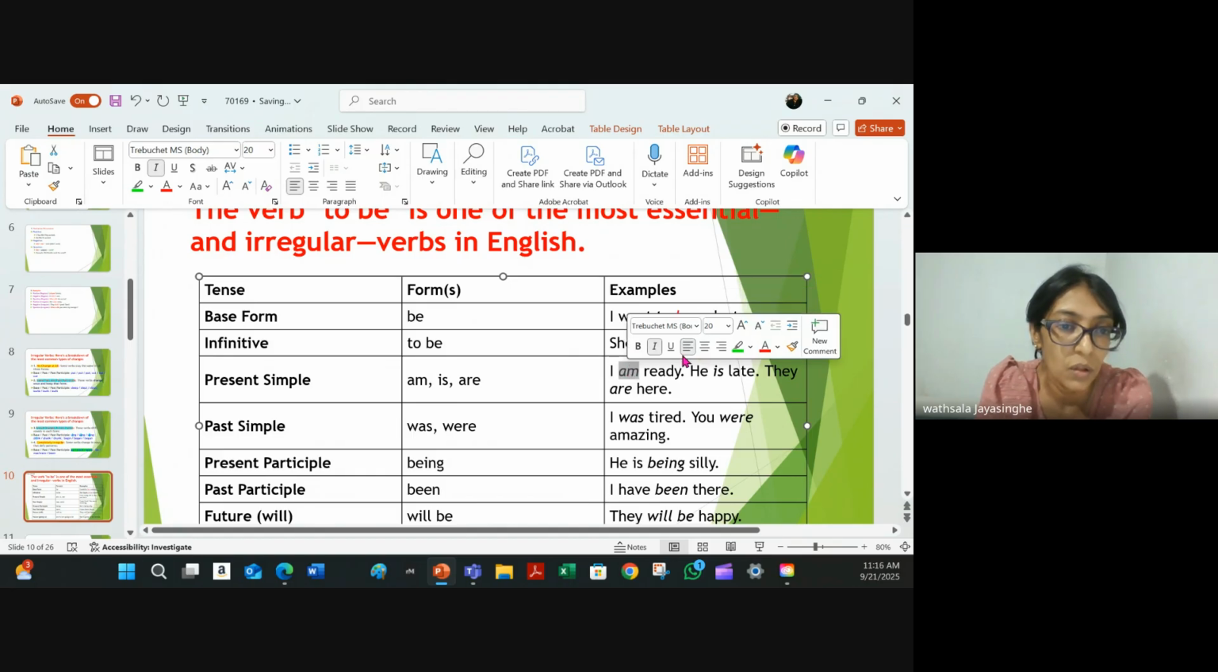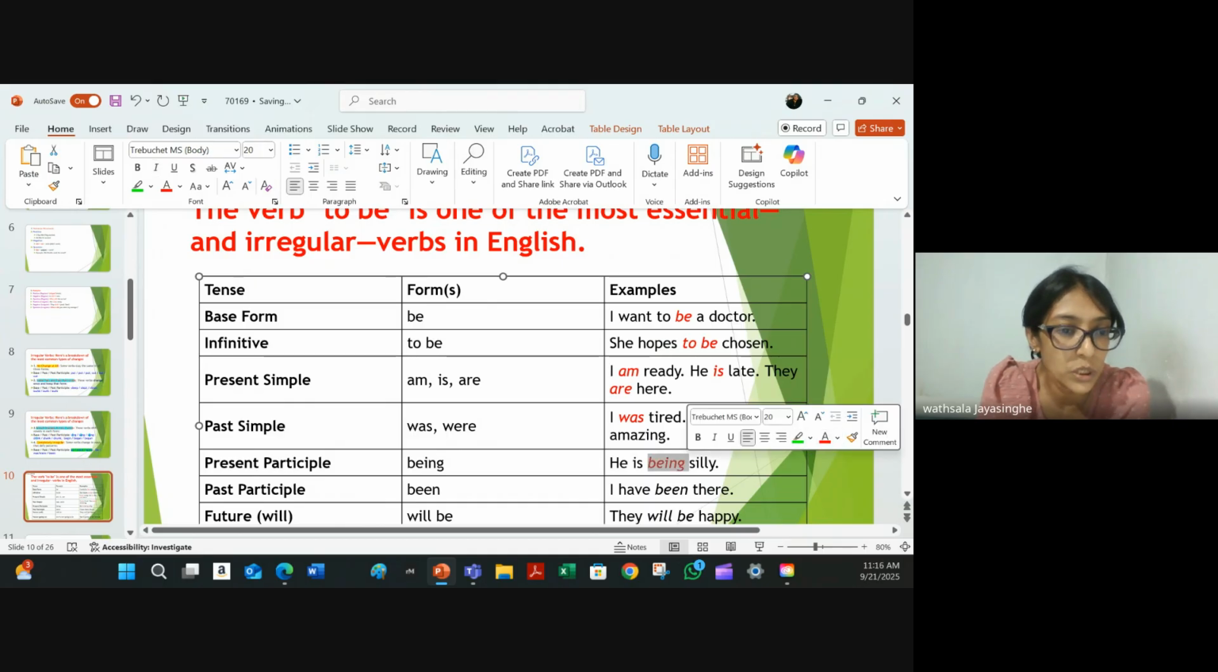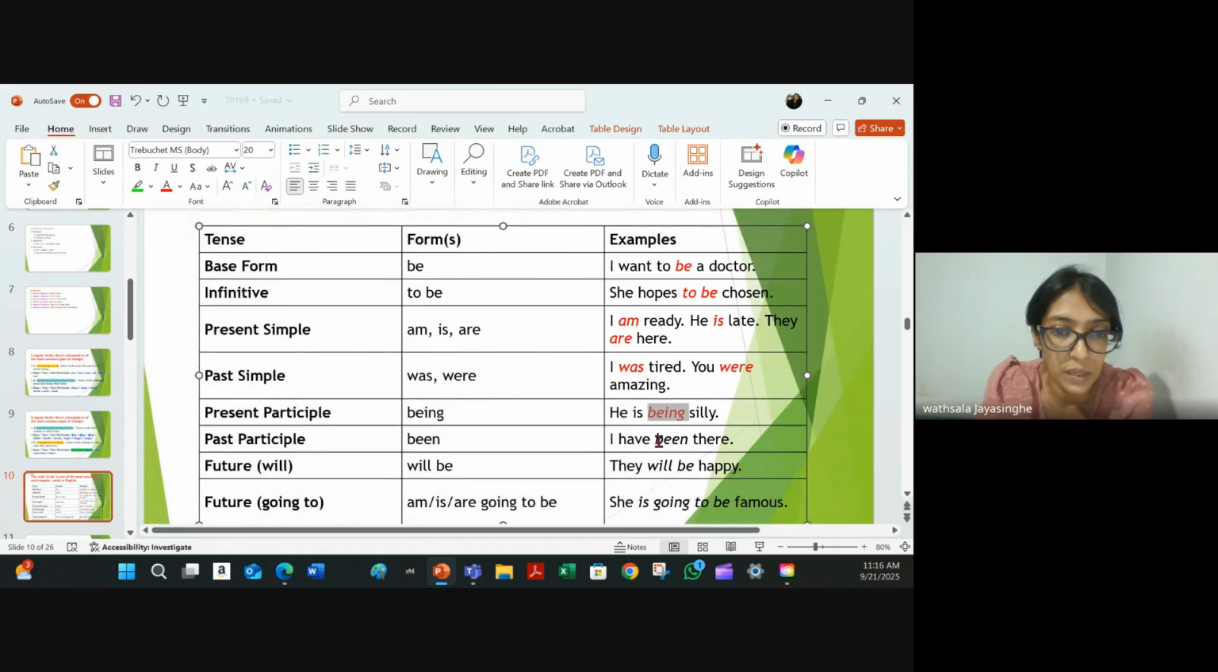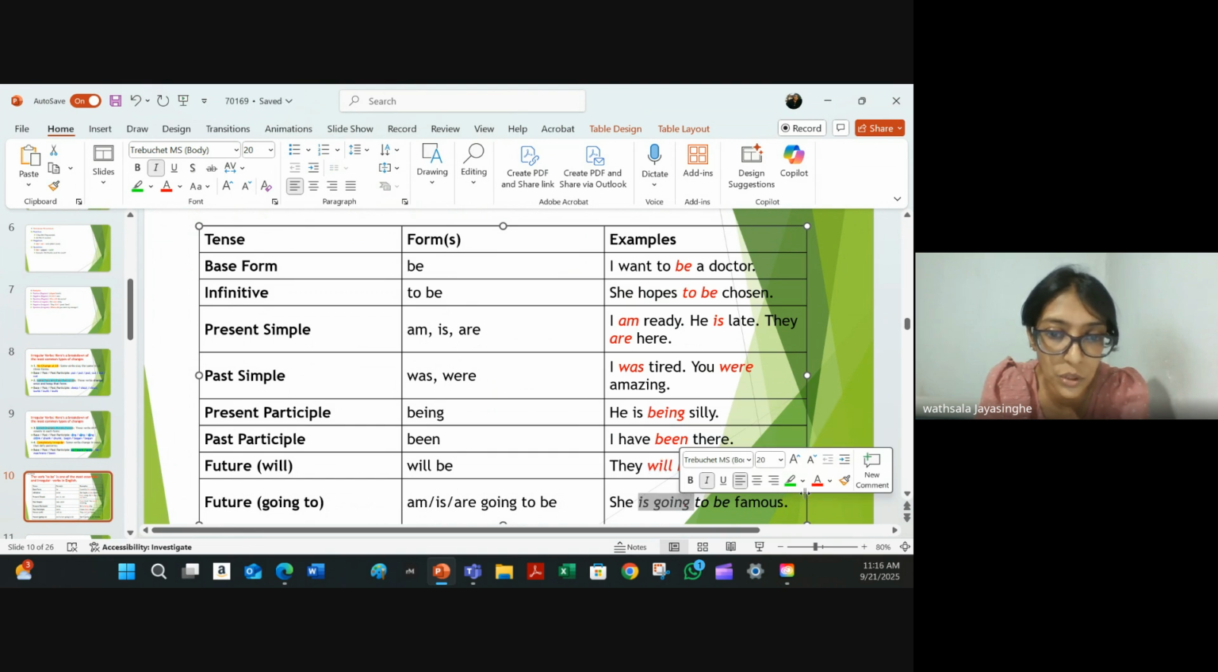Past simple, was, were: I was tired. You were amazing. Present participle form, being. Example: he is being silly. Past participle form, been. Example: I have been there. Future form, will be: they will be happy. The tense of future, it's going to. Form: am, is, are going to be. Example: she is going to be famous.